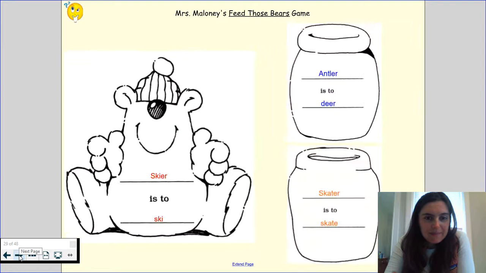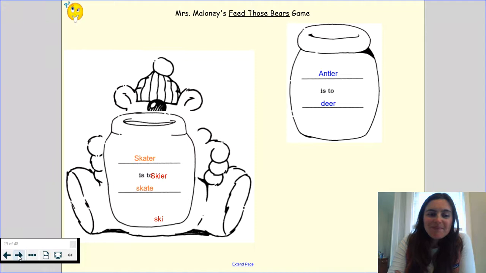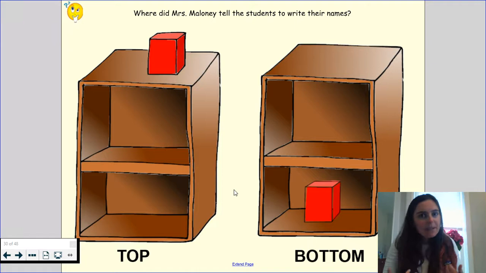All right. Skier is to ski. So that's a winter sport. All right. Antler is to deer. Well, antlers are what's on a deer. That doesn't really have to do with sports or anything. Skater is to skate. That's a sport. And the skater is who skates, and the skier is who skis. This one's related. That was so much fun. I really liked that game, and that helped me understand analogies just a little bit more.